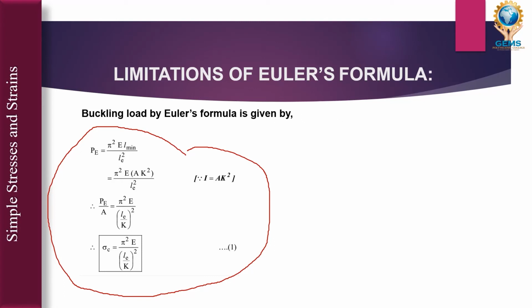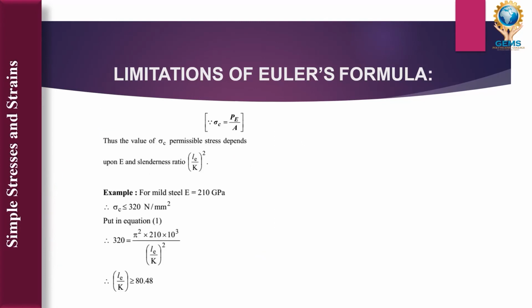Finally this will come down, and if you take that side, finally we will get one equation: sigma c is equal to pi square E divided by (LE by K) square. Understand? This is also important. Because sigma c is equal to PE divided by A, that's why it will become like this. And already we know the slenderness ratio, LE by K. Understand? We know slenderness ratio also.